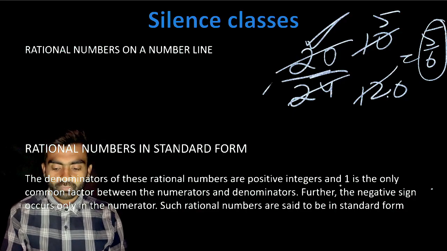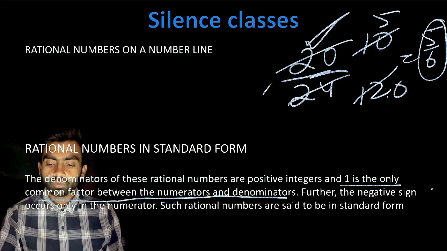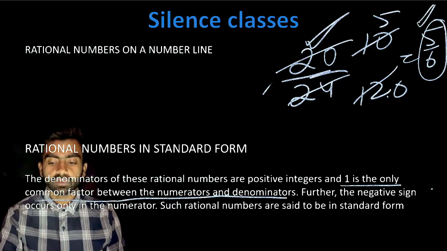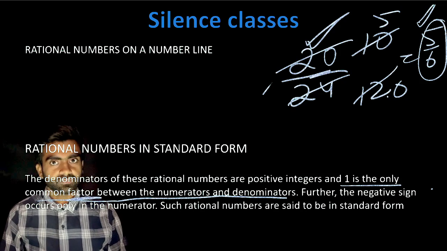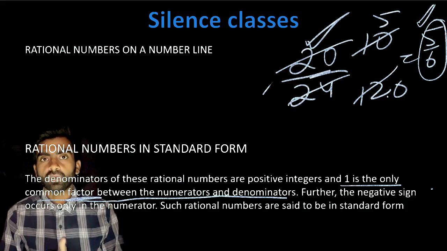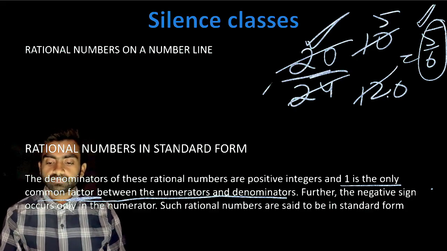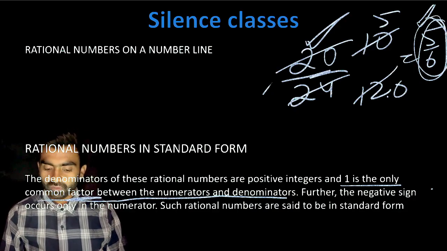Now it is written over there that 1 is the only common factor between the numerator and denominator, and over here you can check that 1 is the only common factor of 5 and 6. So this is written over here. I have explained each and everything: it should be in the smallest form, and only 1 is the factor of these numbers.